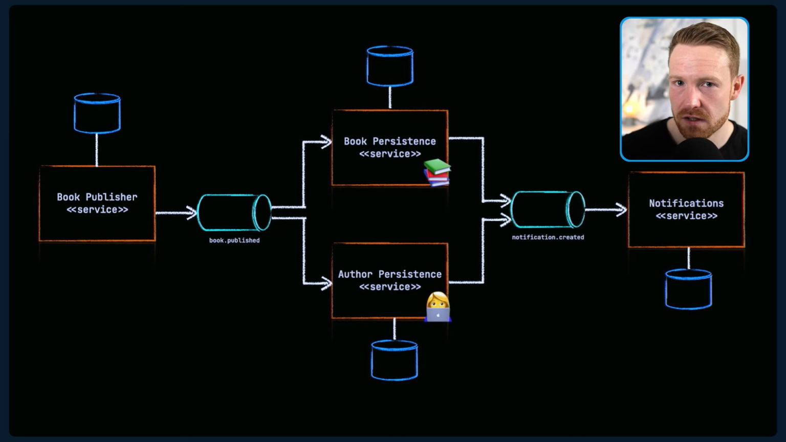And there's two good reasons for that. When you have the data private to each service, you benefit from decoupling. So you can change the table of the books persistence service, you can change the way the data is structured, and it doesn't have to affect the author persistence service or the notification service. You can actually deploy them completely independently.